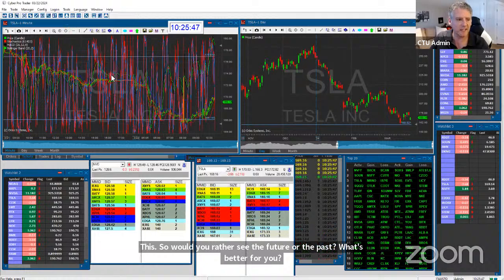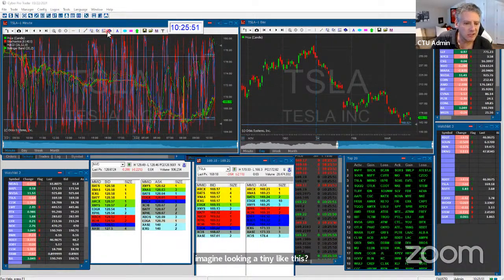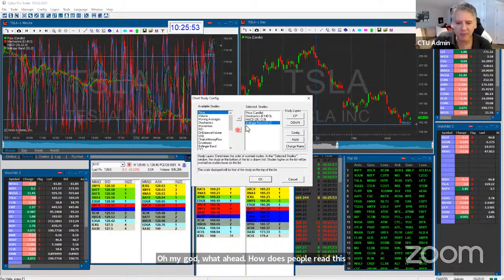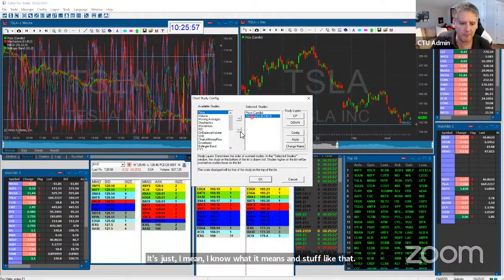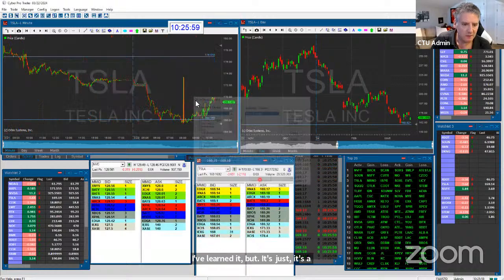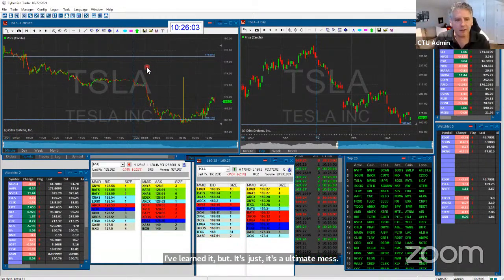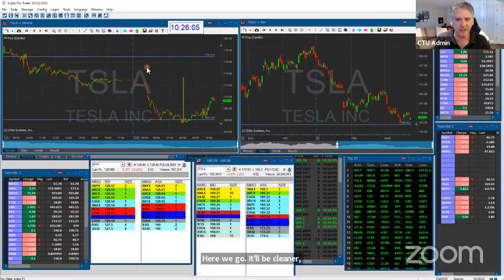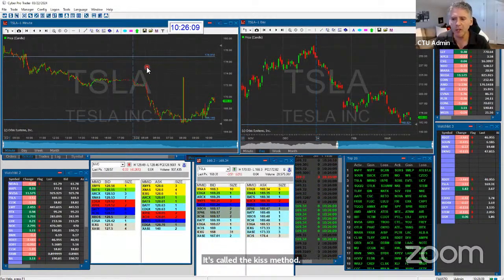Could you imagine looking at tiny like this? Oh my God, what a headache. How do people read this stuff? I mean, I know what it means and stuff like that. I've learned it, but it's an ultimate mess. There we go. A little bit cleaner, right? Looking cleaner. It's called the KISS method. Keep it super simple. That's basically what we go by.